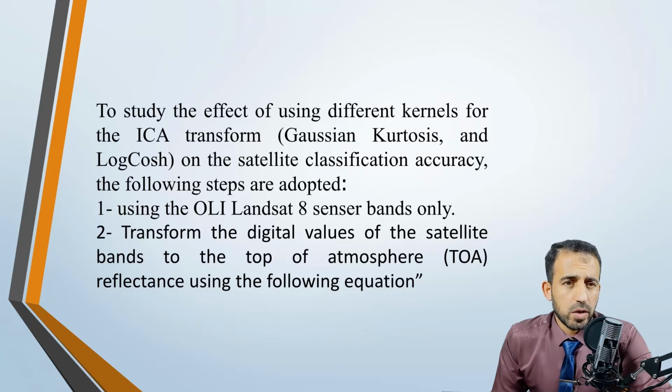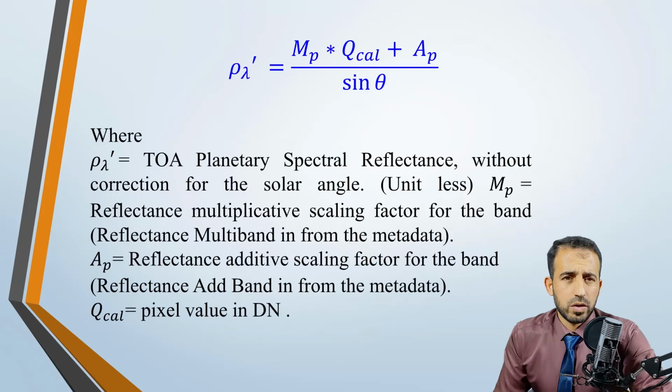Number 1, using the OLI Landsat 8 sensor bands only. Number 2, transform the digital value of the satellite bands to the top of atmosphere, TOA, reflectance using the following equation, where rho sub lambda prime equals TOA planetary spectral reflectance, and so on.